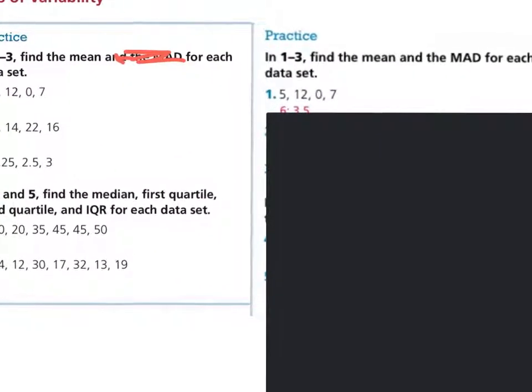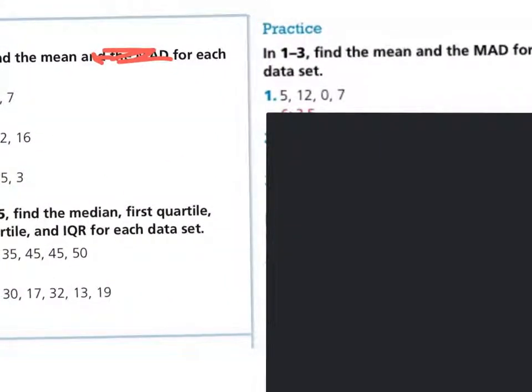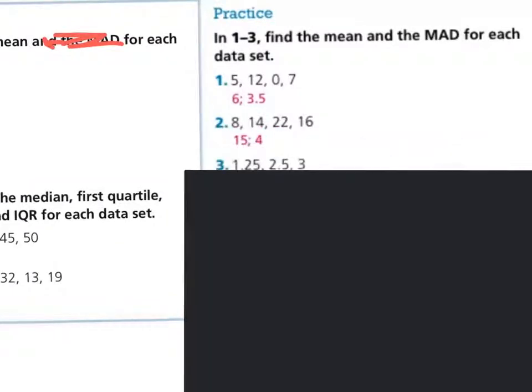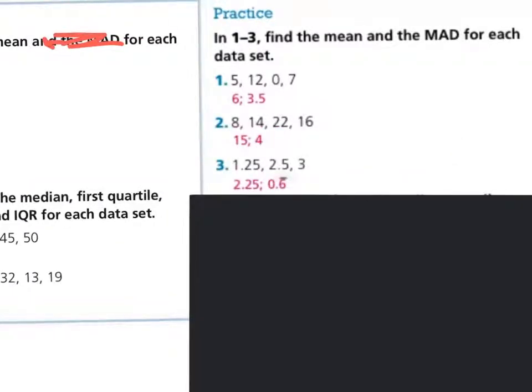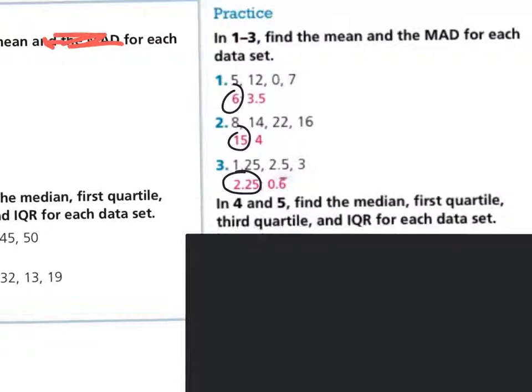Lesson 5, first they ask us to find the mean and the MAD for each set of data. The MAD, remember, we didn't compute that. That's going to be something you guys will do next year. Anyway, I'll just briefly show the answers here so you can see what that would have been. The mean would be the first numbers here. Since we've already found means, I'm not going to take time going through that whole process again.